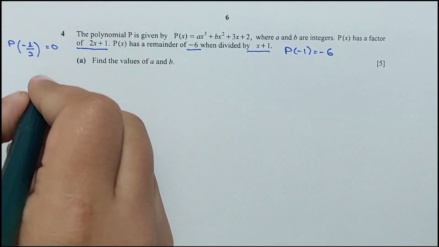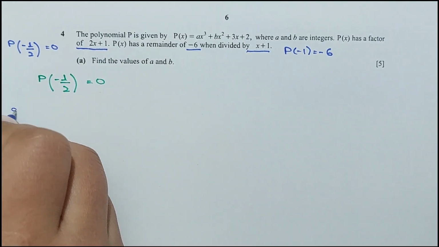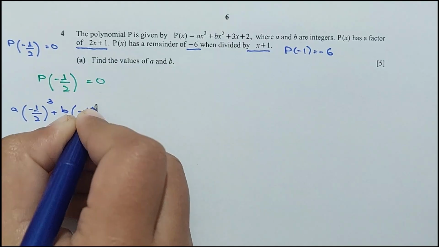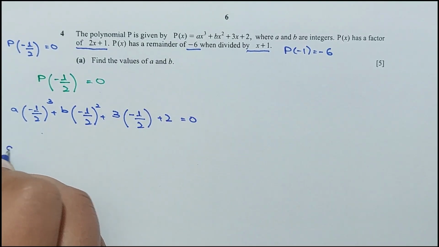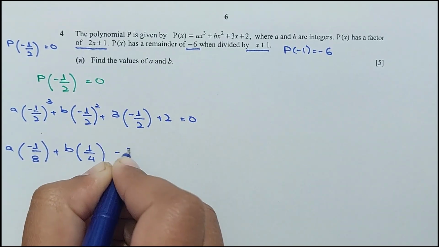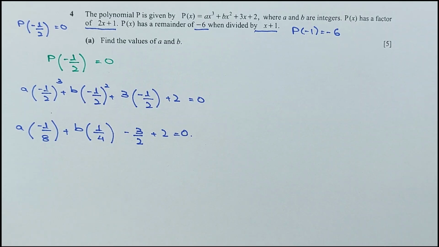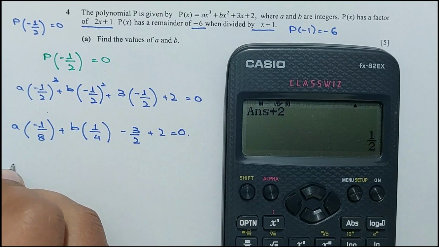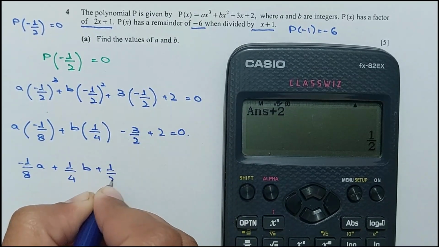So let me start with p of -1/2. This should be equal to 0. So a times (-1/2) whole cube plus b times (-1/2) whole square plus 3 times (-1/2) plus 2 should be equal to 0. So a times -1/8, plus b times 1/4, minus 3/2, plus 2 equals 0. For further simplification, -3/2 plus 2 is 1/2, so -1/8 a plus 1/4 b plus 1/2 is equal to 0.